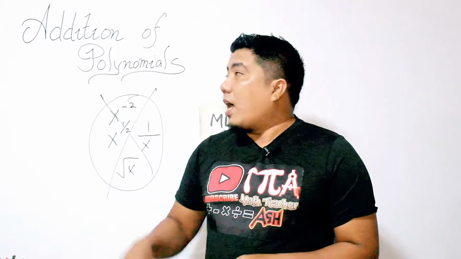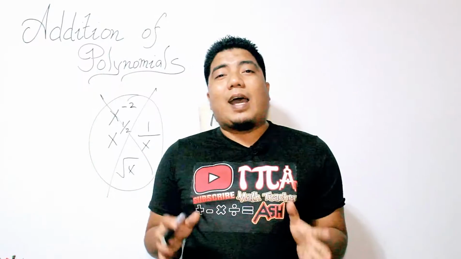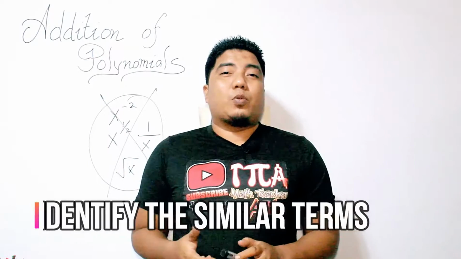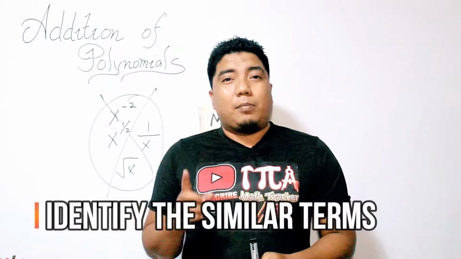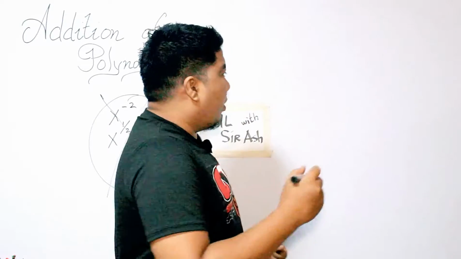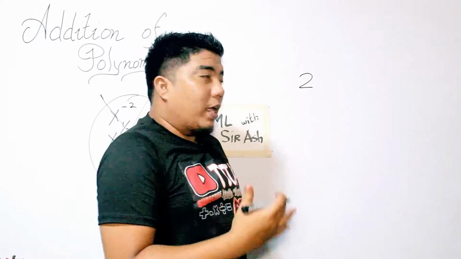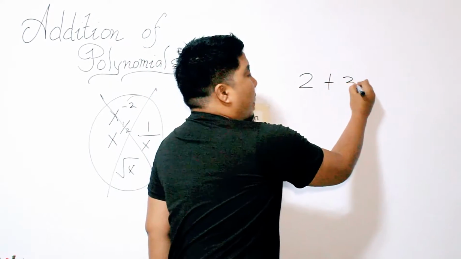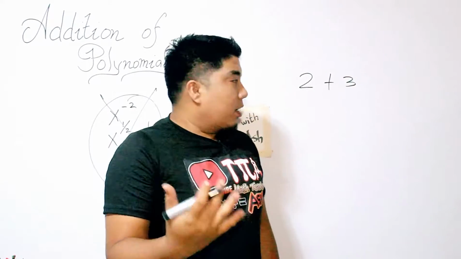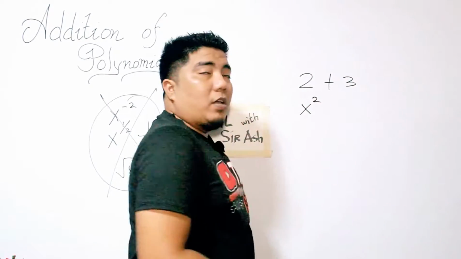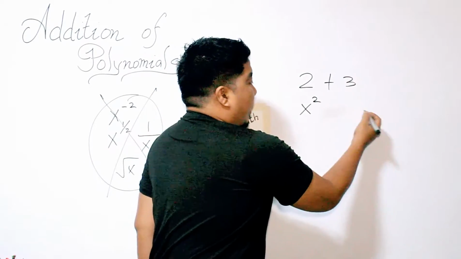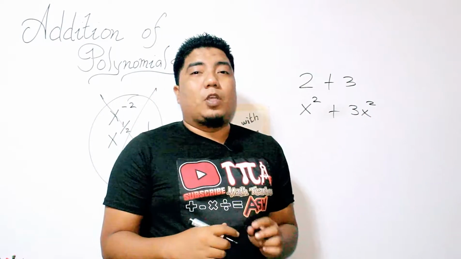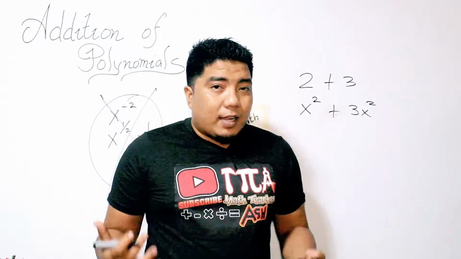Now, question is, how do we add polynomials? In adding polynomials, there are certain steps that you need to consider. The first one is to identify the similar terms. So, example, if this is 2, then the other similar terms of this number are also constants. Clear? Now, if you are adding like this, x squared, you will be finding other terms that are like this, for example, 3x squared. So, they can be combined with each other. That is what we call identifying like terms.